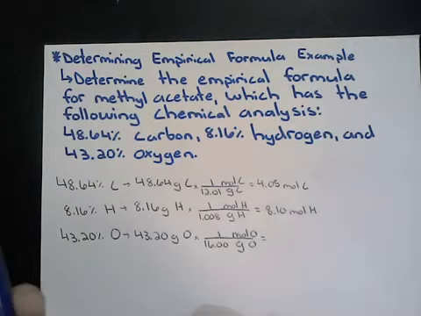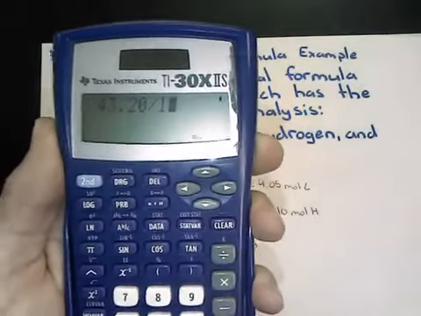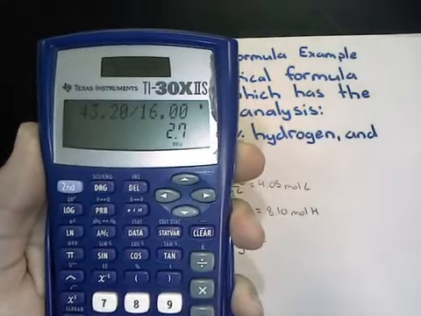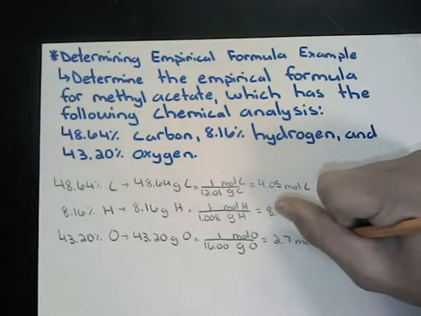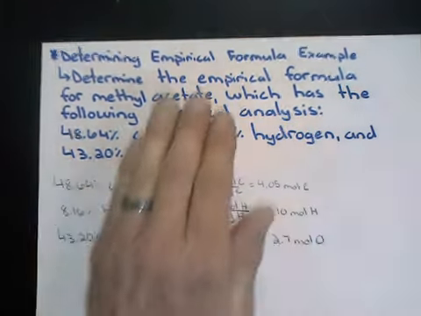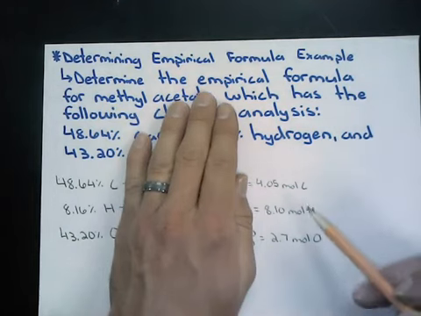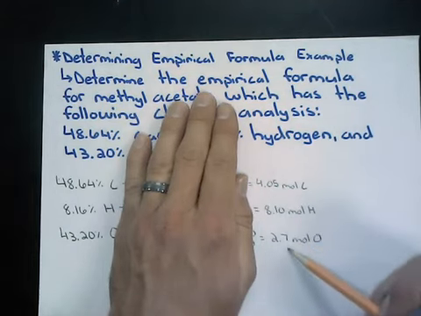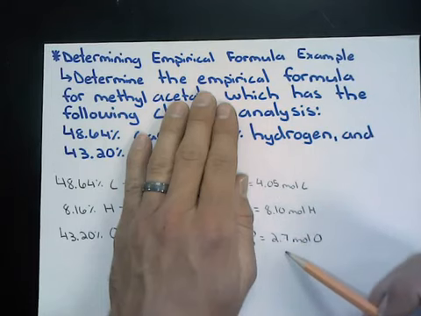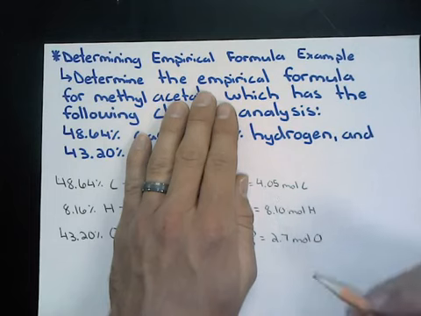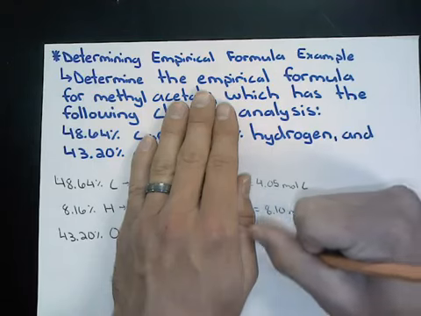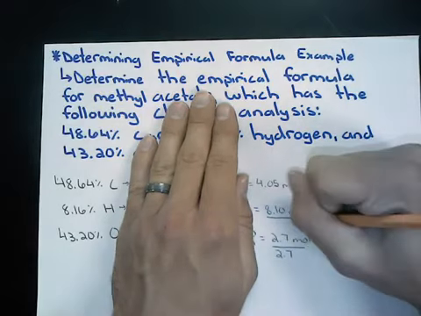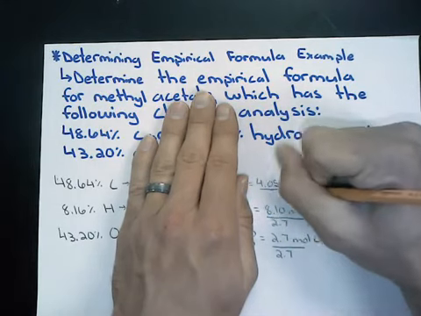So in our calculator, all we're going to do is hit 43.20 divided by 16.00. We hit enter. We get a value of 2.7 moles of oxygen. Now, this is kind of the weird step, and I always like to cover up everything that I've done. I look at these numbers here on the right side so far, and I ask myself, okay, what of these numbers is the smallest? Well, the answer is 2.7. So this kind of awkward step says that we have to divide everything by the smallest number of moles. So everything gets divided by 2.7.